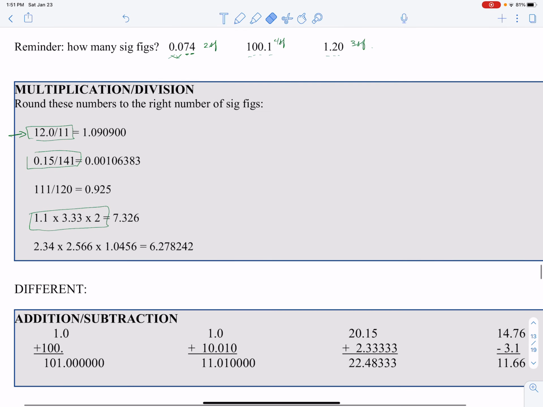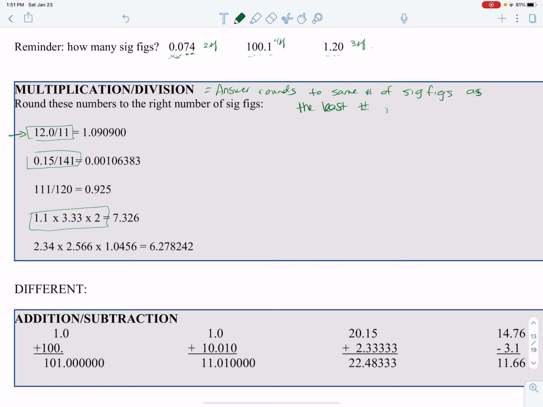So the rule for multiplication and division is that your answer rounds to the same number of sig figs as the least number in the problem.